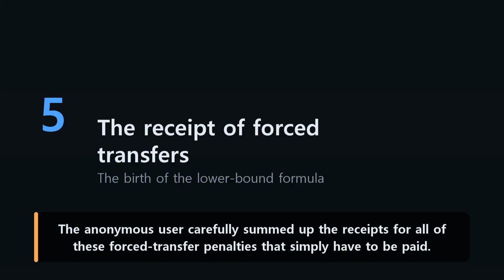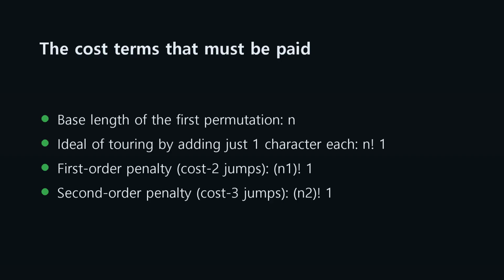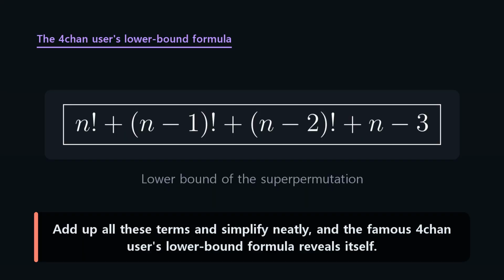The anonymous user carefully summed up the receipts for all of these forced transfer penalties that simply have to be paid. There are 4 terms. The base length of the first permutation, n. The ideal length of touring every node by adding just 1 character each, n factorial minus 1. The first order penalty for linking islands, and the second order penalty for linking super islands. Add up all these terms and simplify neatly, and the famous 4chan user's lower bound formula reveals itself.